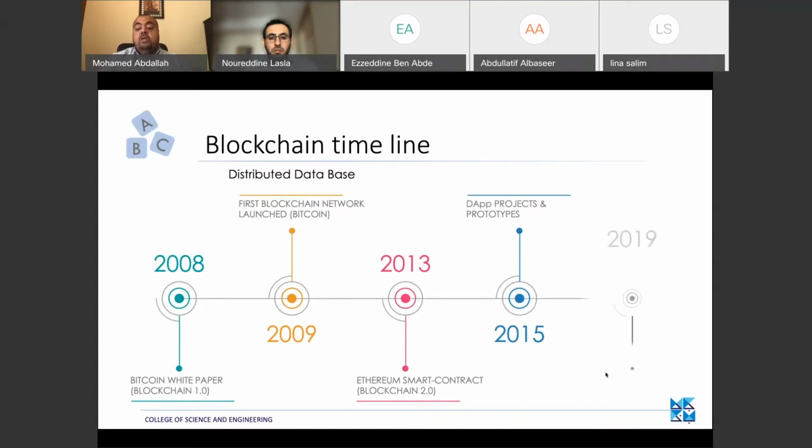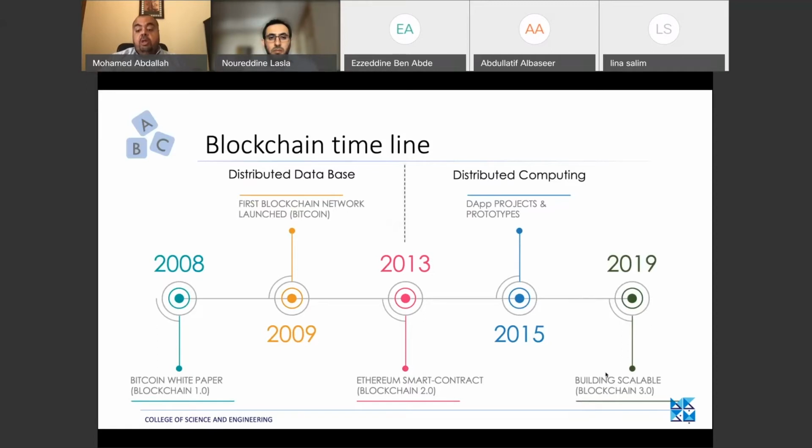Then in 2019, because blockchain has become very important and has been used by many users, they now look at the scalability of the blockchain, because we're going to explain later that blockchain is not easily scalable. There have been many solutions for how to make the blockchain scalable, which is blockchain 3.0.